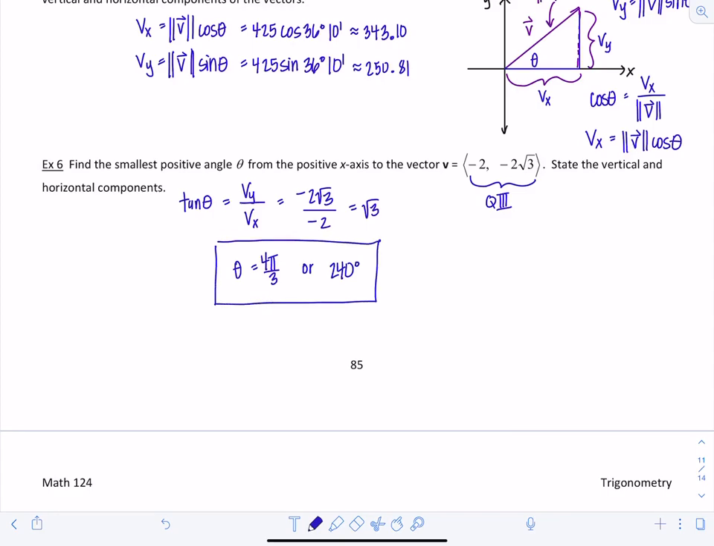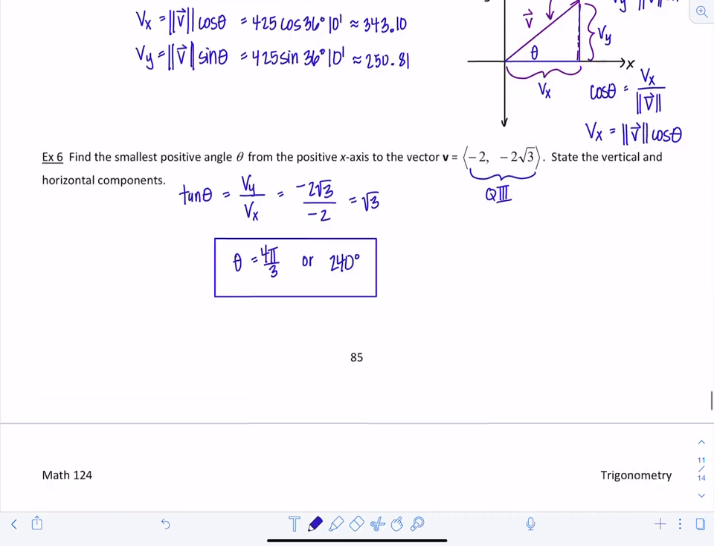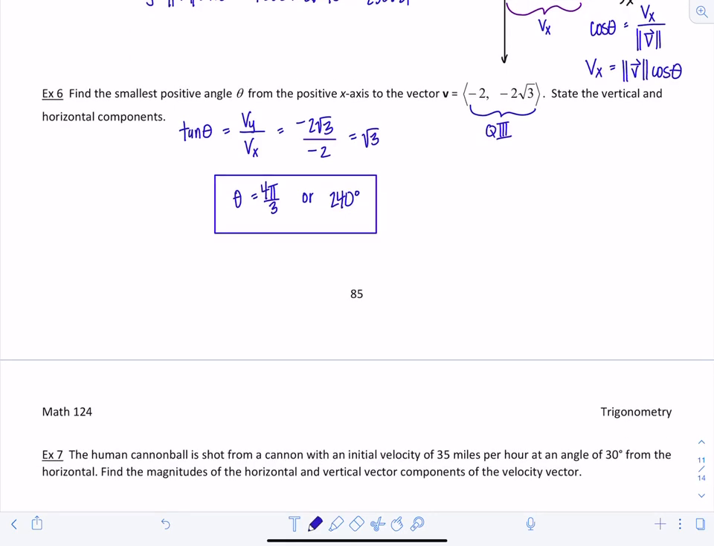Okay. And then they wanted us to state what the vertical and horizontal components were. And they're already there, right? So we know the horizontal component was -2 and the vertical component was -2 rad 3. All right, nice job. That's pretty much the meat of the lesson. We're just going to look at 2 more applications and then that's it.